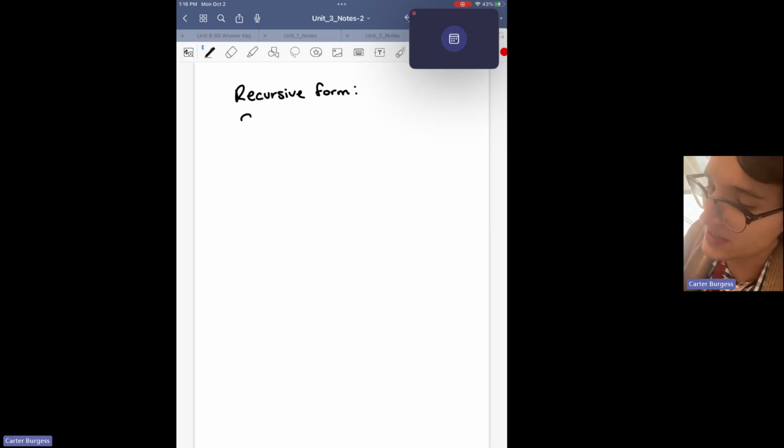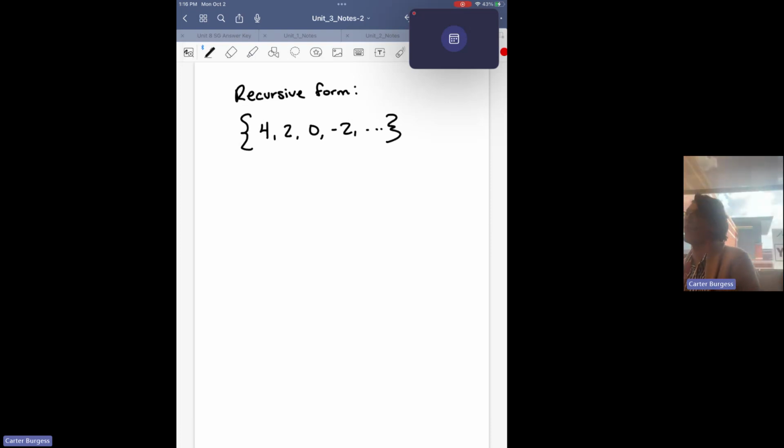So I want to consider the sequence that is 4, 2, 0, negative 2, and so on. This is the sequence that we looked at for 1a here. When we were looking at this sequence, what did we note? Okay, we're subtracting 2. So the pattern that we have to follow is that we take the term that came before and we subtract 2.